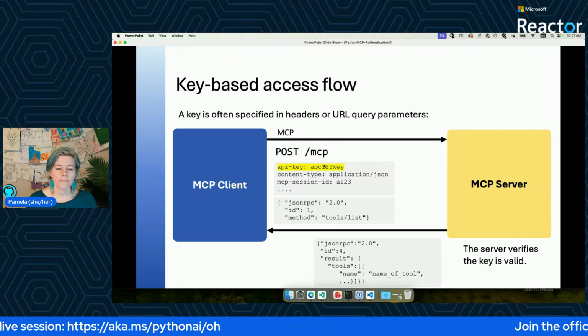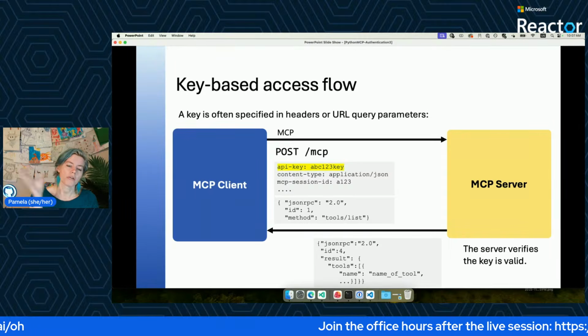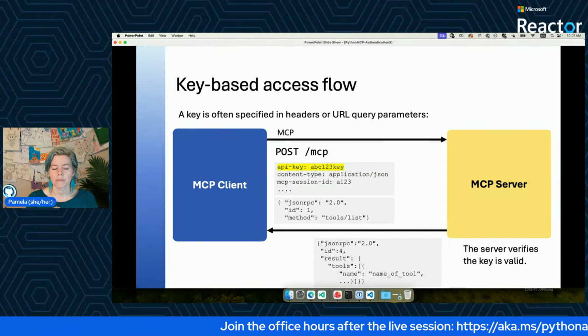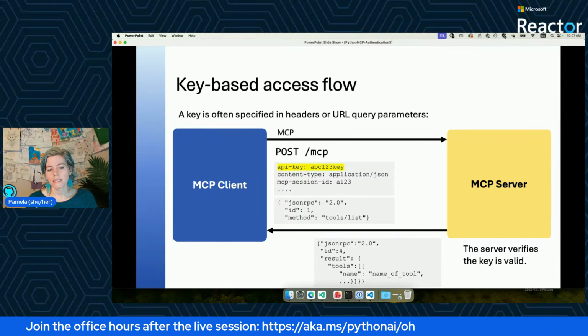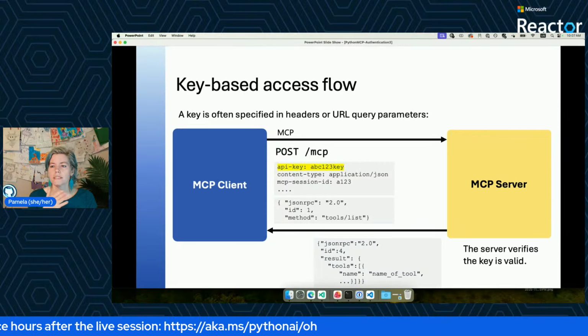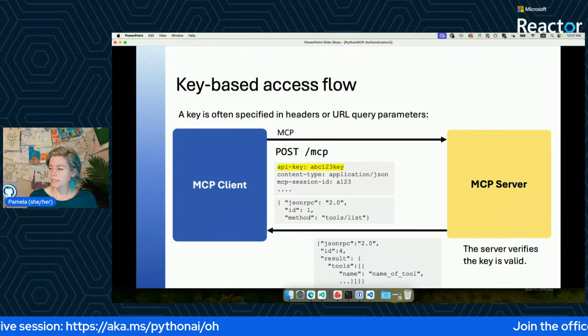Now, there's many ways you can specify keys. Some people put keys in query parameters. Some people put them in headers. Sometimes they put them in the header bearer token. Lots of places you can put the key, but it's some way of sending a key over HTTP.